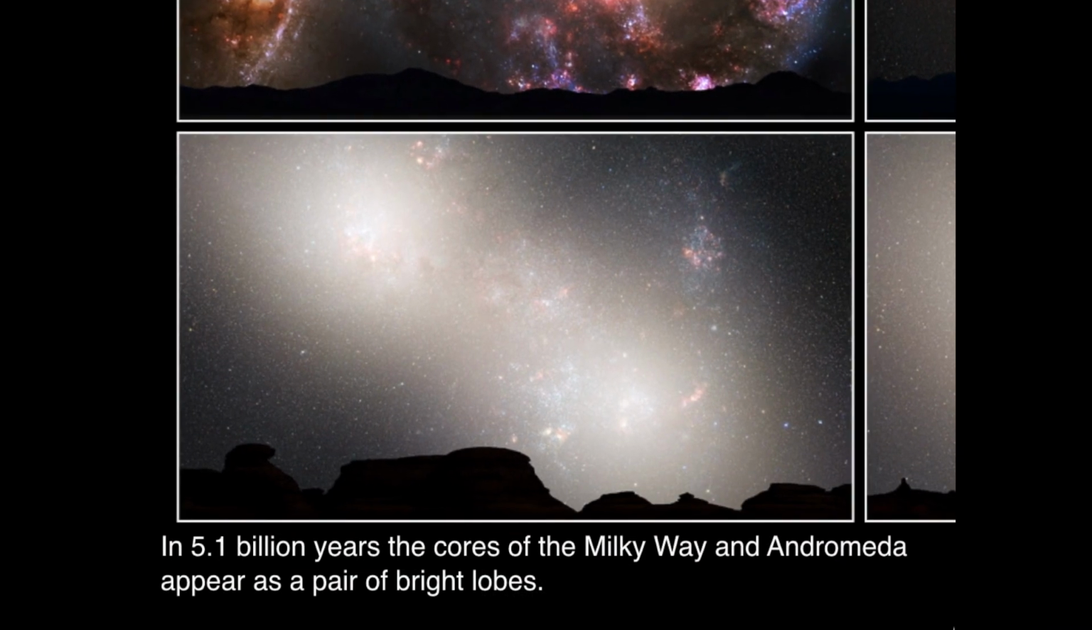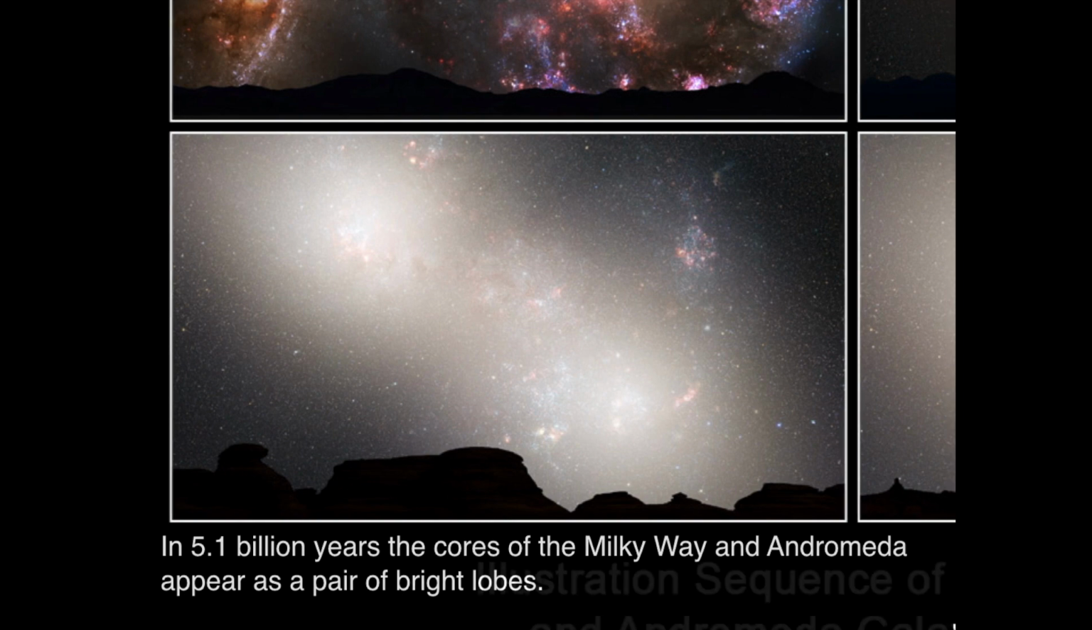And then in about 5 billion years, the core of the Milky Way and Andromeda will appear as a pair of bright lobes in the sky in some direction. That will be just the core remnants of that, and there will be some residual star formation, but really it'll be these two sorts of wild glows in the sky.